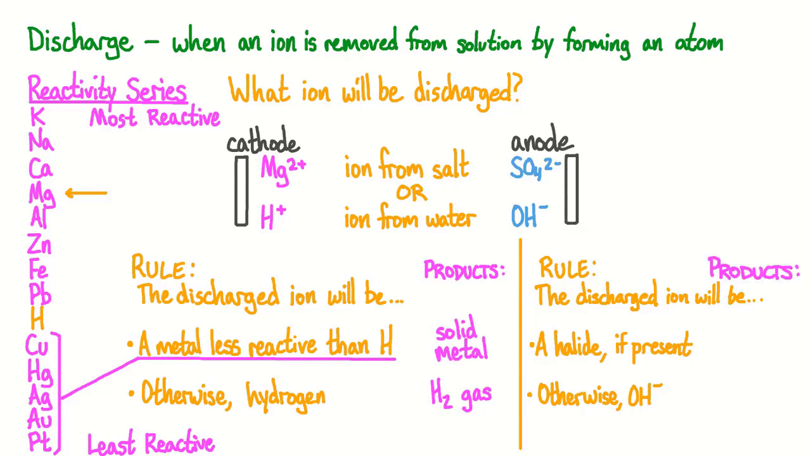The identity of the discharged ion determines the product of the electrolysis. If we discharge a halide ion, then a halogen gas, such as chlorine gas or fluorine gas, will be produced. In the absence of a halide, the hydroxide ion is discharged, and oxygen gas is produced on the surface of the anode. By following the rules we've described here, we can both identify the ion that will be discharged at each electrode, as well as predict the product that will be formed when that ion gains or loses electrons.